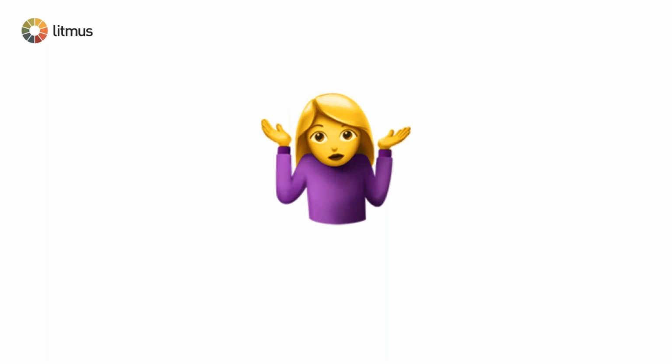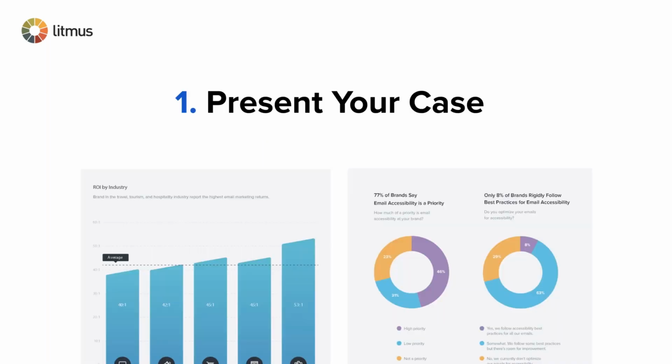And then there's the issue of actually going through and looking at your emails and identifying where you can make those improvements. So we've put together a step-by-step framework for trying to make that case and trying to get the resources, whether it's time, money, outside consultants, whatever you need to create these more accessible email campaigns for all of your subscribers. So step one is always going to be presenting your case.